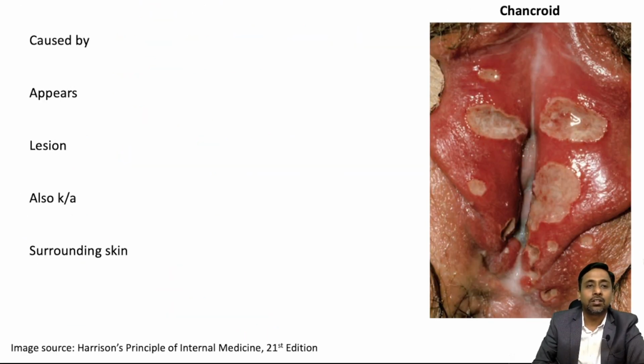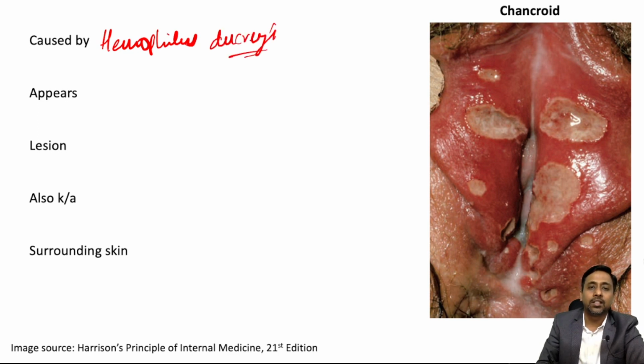This chancroid, it is caused by a Haemophilus species, Haemophilus ducreyi. How to remember this? Haemophilus influenzae is known to cause meningitis, epiglottitis, and this is another species of Haemophilus which is causing the disease chancroid. So ducreyi species, and the name sounds similar, ducreyi. Okay.